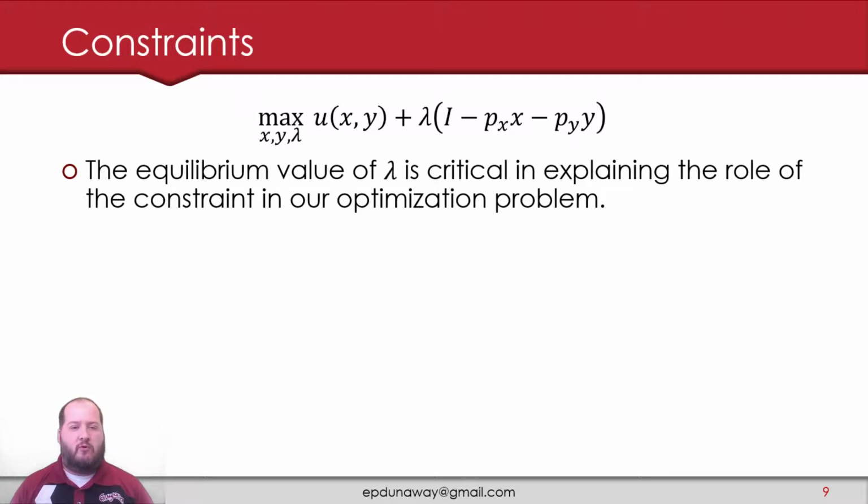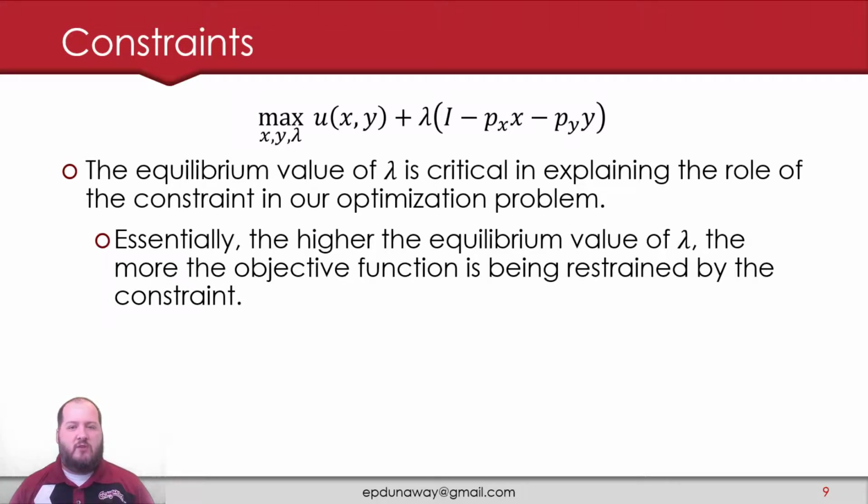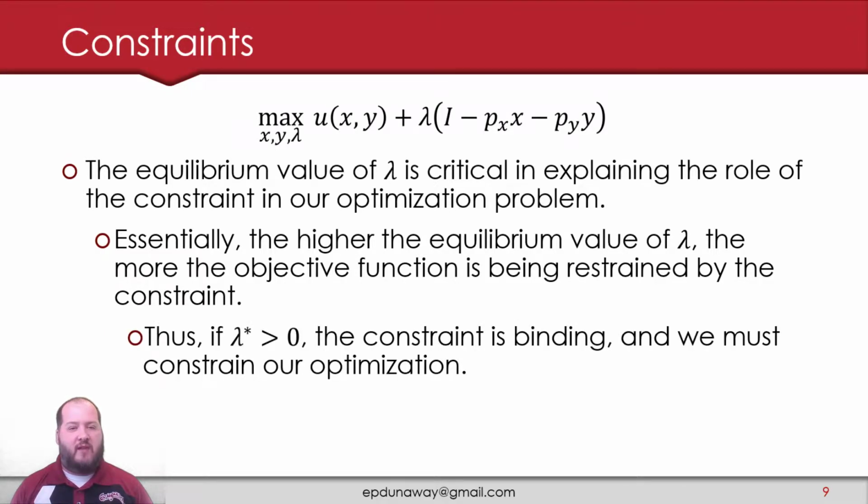So anyways, the equilibrium value of lambda is critical in telling us the role of the constraint in our optimization problem. Specifically, it's the sign of lambda. The higher that lambda is, whether it's positive or negative, it tells us how much more the objective function is being restrained by the constraint. So if lambda star is positive, it means that our constraint is binding and that it is pulling in our objective function towards the constraint. So we know that in those situations, we're going to optimize by being exactly on that constraint.